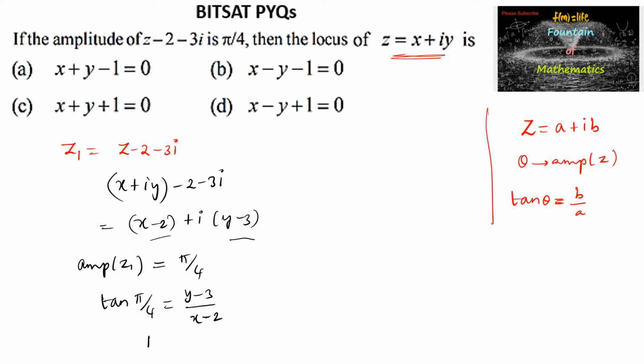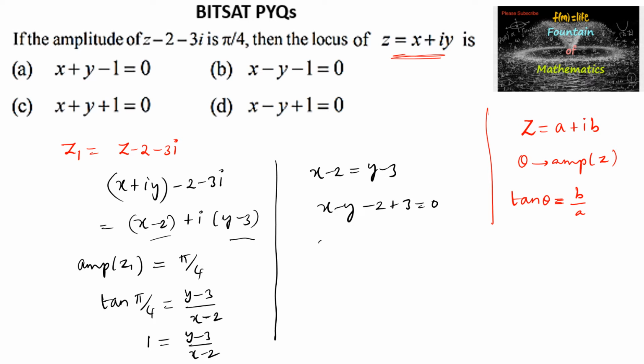So the tan pi by 4 value is 1. 1 is equal to (y minus 3) upon (x minus 2). Cross multiplying, we get x minus 2 is equal to y minus 3, or x minus y minus 2 plus 3 is equal to 0, or we can write x minus y plus 1 is equal to 0. So this is option D. So the locus of z equal to x plus iy can be taken as x minus y plus 1 is equal to 0.